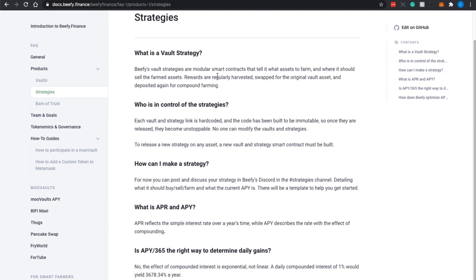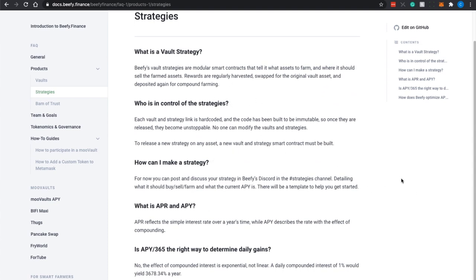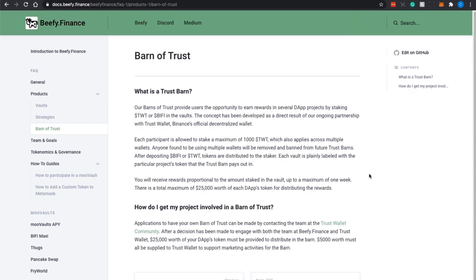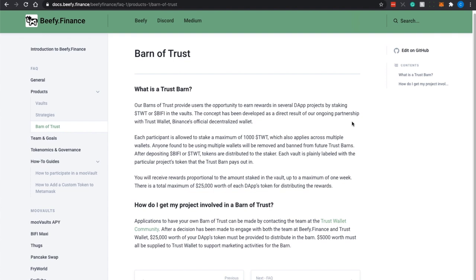Strategies. They have an explanation of what each strategy is, the APY and APR again, and how BIFI optimizes APY. Another one is this bond of trust, one of their features. Basically, they are partnering with other crypto projects. In this case, for this trust bond, they are partnering with Trust Wallet, Binance's official decentralized wallet, where they encourage you to deposit BIFI or Trust Wallet's native token TWT. These tokens will be distributed to the stakers.